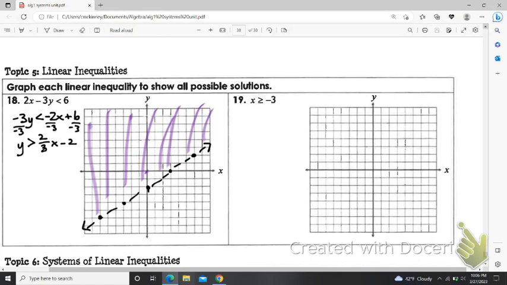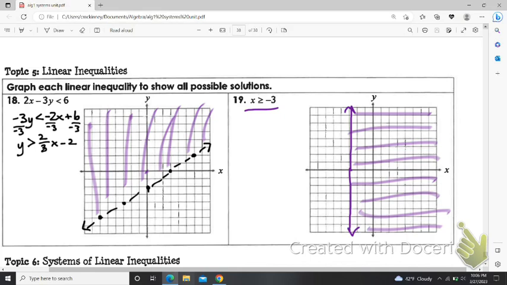Number 19 is also an inequality. In this case, it's only an x, so this is going to be a vertical line at -3. It is a solid line. We know that because it has the or equal to line, and it says x is greater. When we only have an x, greater would be things to the right. So it would be shading in that section of the graph.